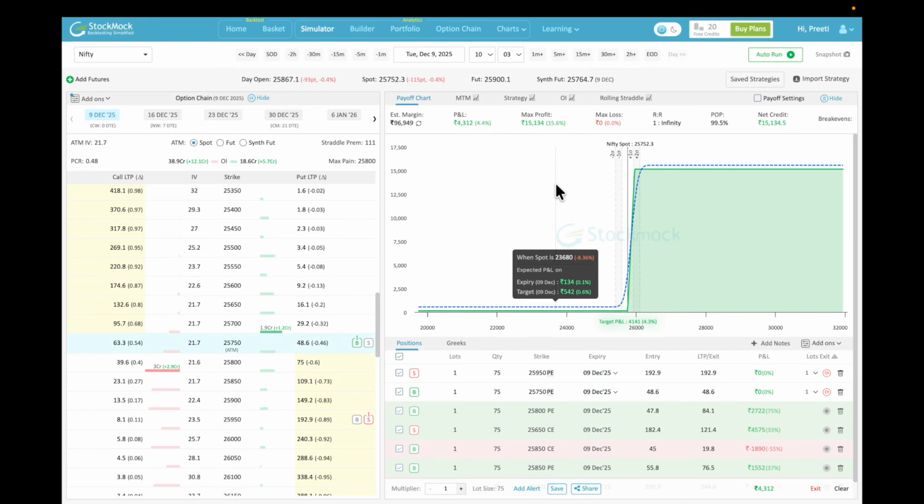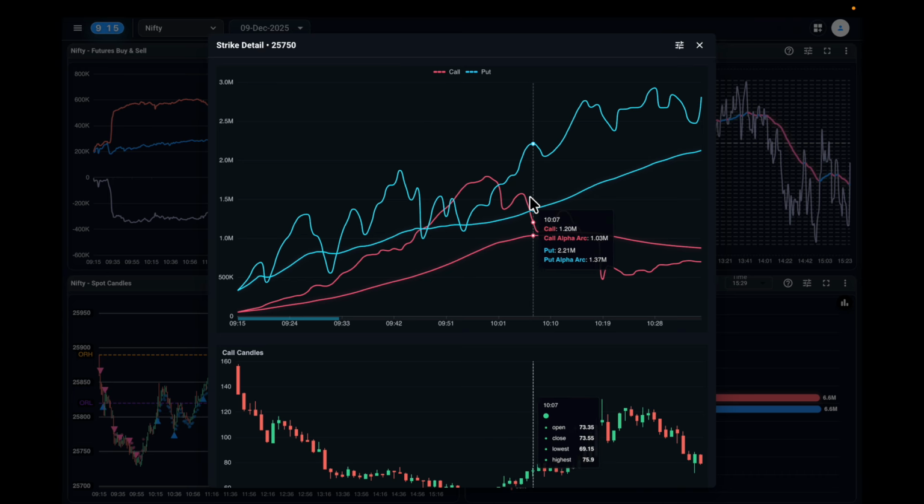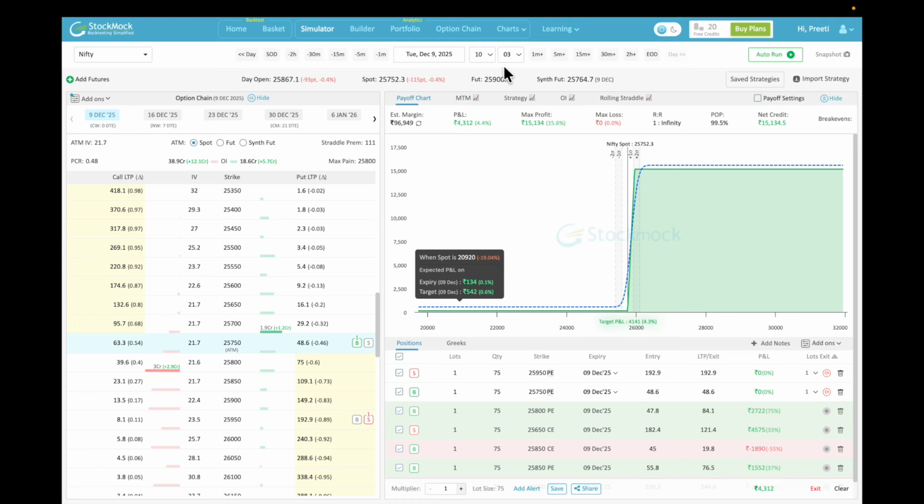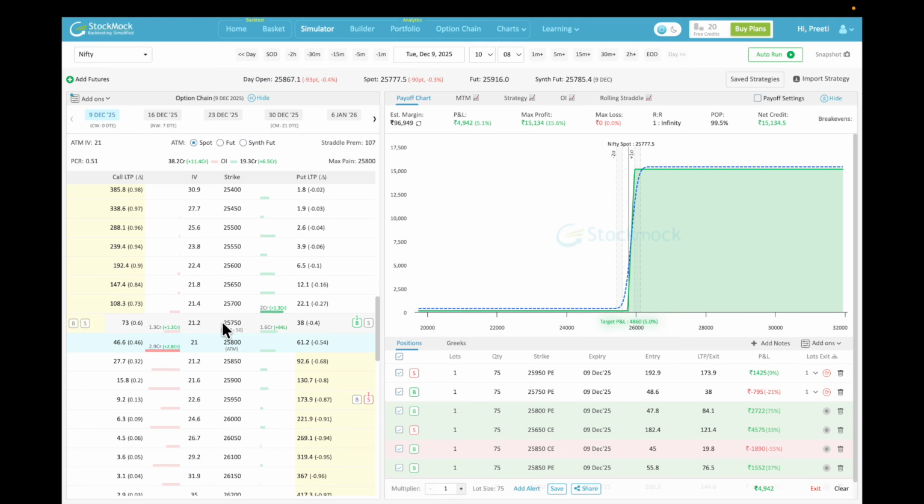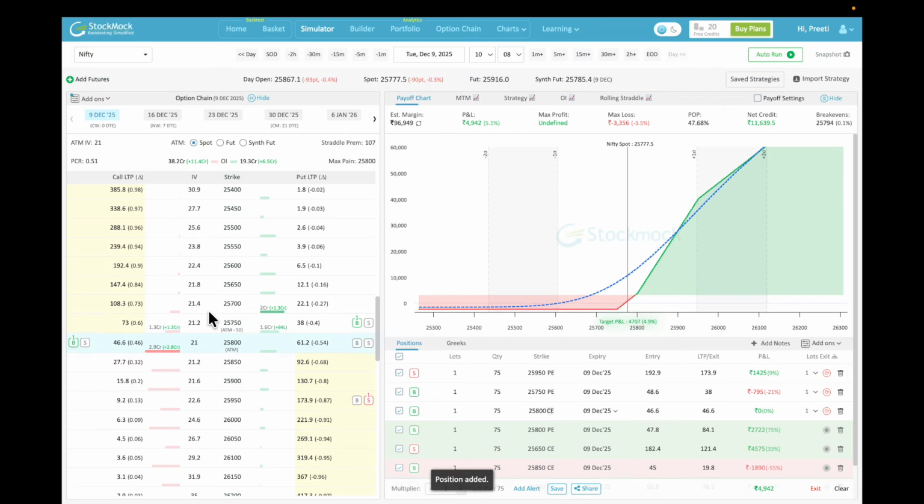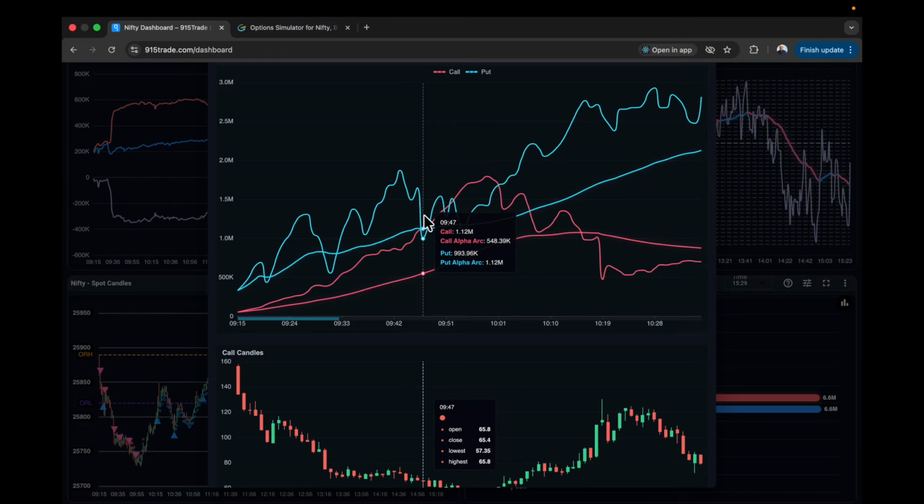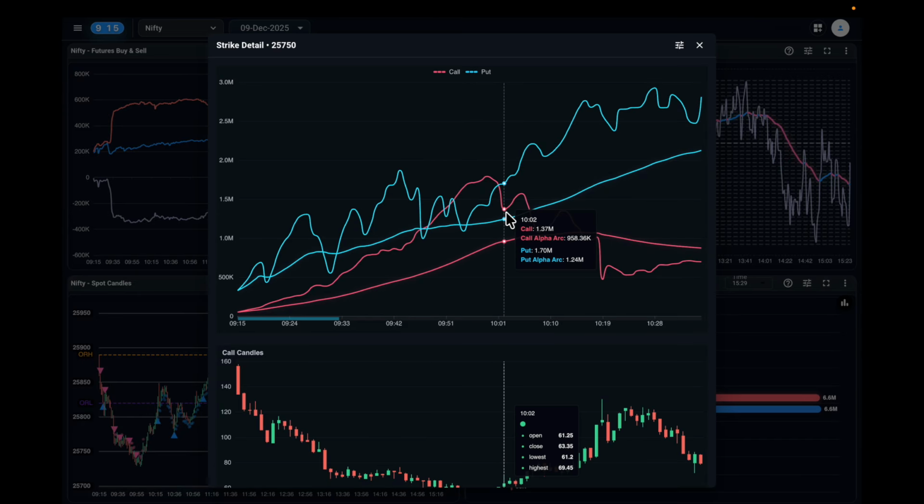Done. So I've added a put position, correct? Then, like we did before, we want to capture the other side also. At about 10:07, when calls have more or less given up, I want to add a call leg. ATM strike itself is good enough. Remember, all of these decisions we are making purely based on volume. We are not looking at price at all.